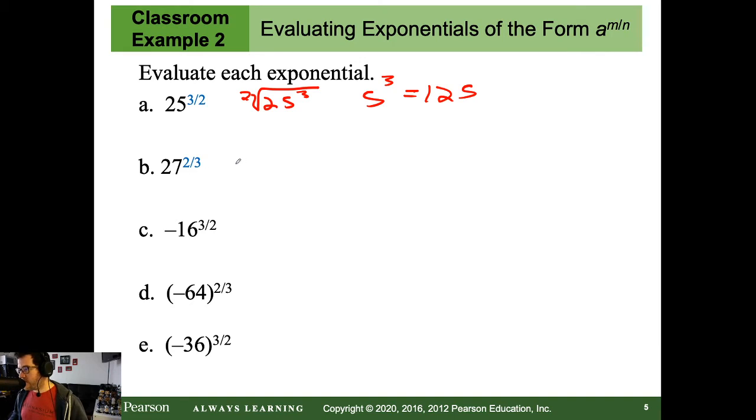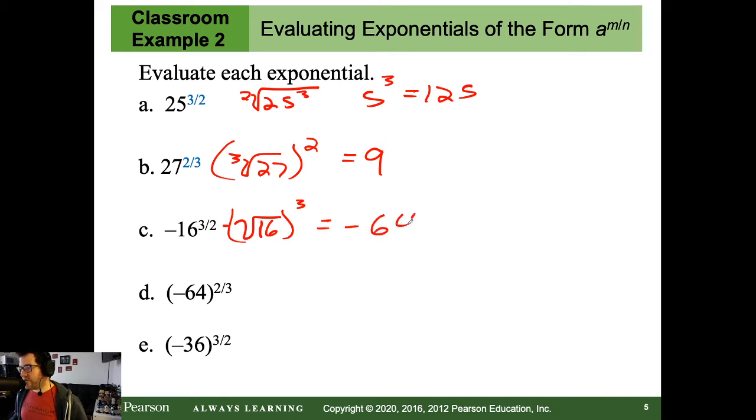Same thing here. The first thing I'm going to do is take the cube root of 27, and then I'm going to square it. The cube root of 27 is 3, squared is going to equal 9. To me, it's easier to go that route. Same thing with this one. The first thing I'm going to do is take the square root of 16, and I'm going to cube it. So I get 4 cubed, 64, and then bring down that minus, so negative 64.